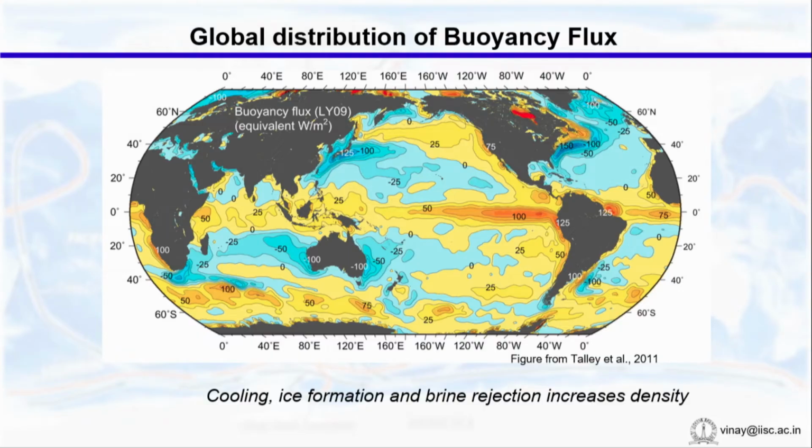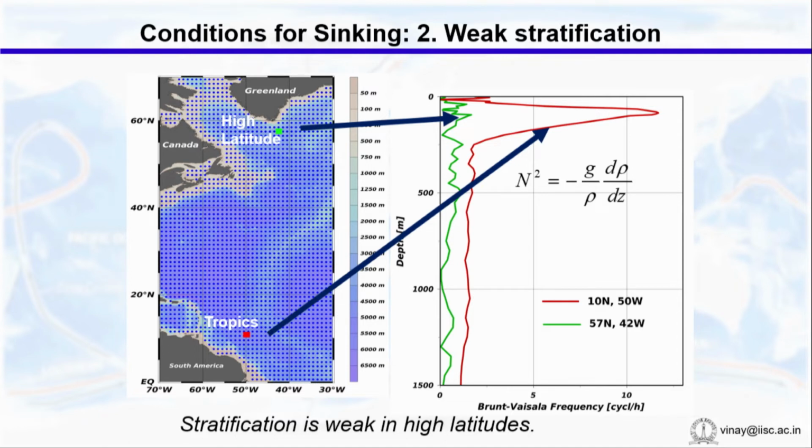In short, when there is cooling, there is ice formation taking place and there is rejection of salt, and this can cause an increase in density of the water parcel. This in fact is an important process which promotes active sinking in the regions of sinking.